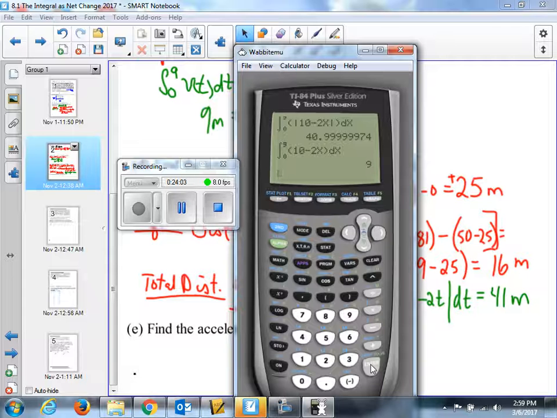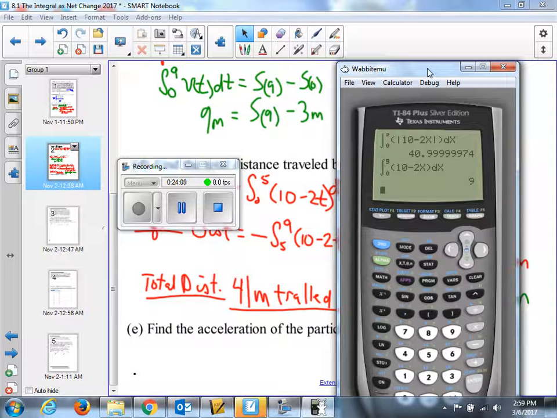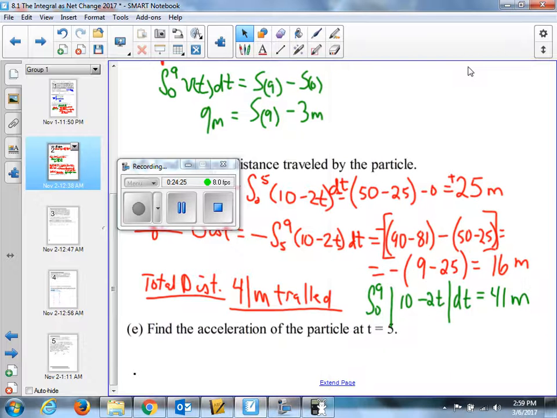The absolute value has to be inside the integral. If I put absolute value outside and then put the integral in it, it'll still give you 9, won't it? Because it does the integral and then takes the absolute value. So that's no good. So just making sure you know. If you're going to use your calculator and you're allowed to, put it inside the absolute value brackets, okay? Lastly, the acceleration of the particle at time equals 5.